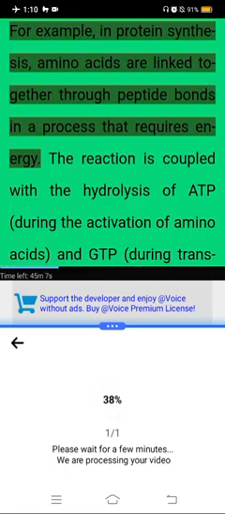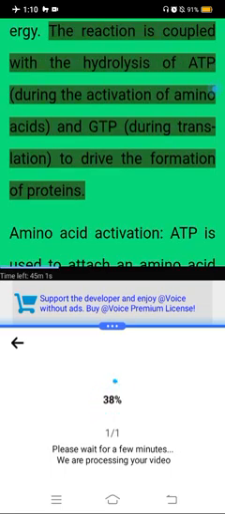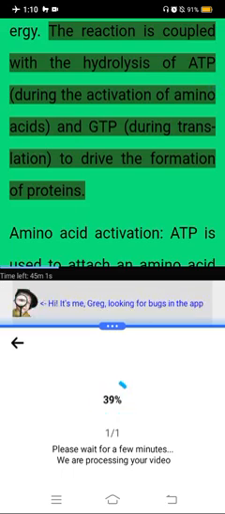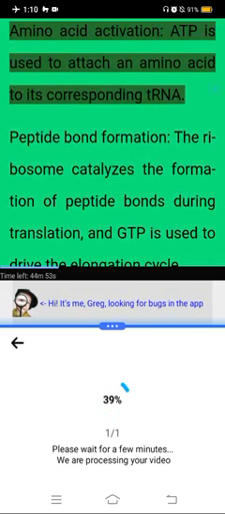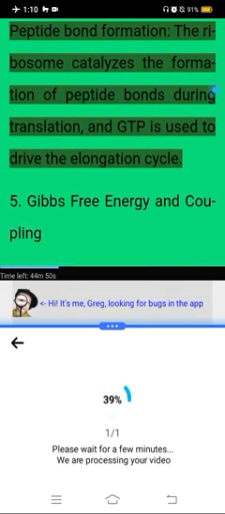For example, in protein synthesis, amino acids are linked together through peptide bonds in a process that requires energy. The reaction is coupled with the hydrolysis of ATP during the activation of amino acids and GTP during translation to drive the formation of proteins. Amino acid activation: ATP is used to attach an amino acid to its corresponding tRNA. Peptide bond formation: the ribosome catalyzes the formation of peptide bonds during translation, and GTP is used to drive the elongation cycle.